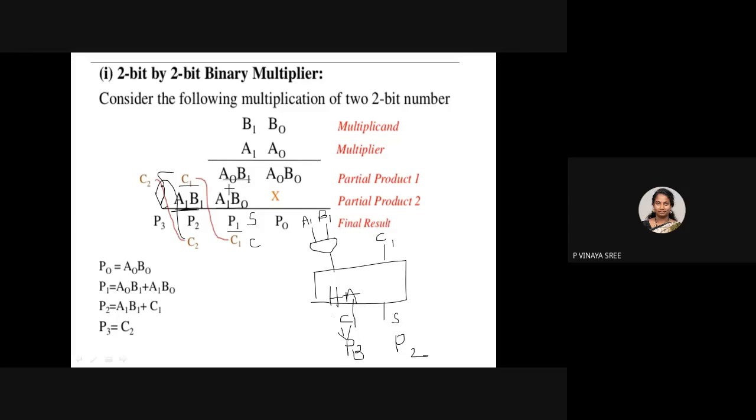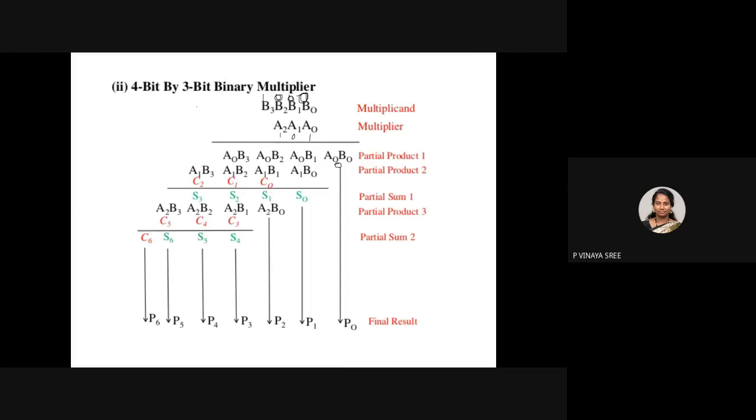Now I will show the diagram directly. But before that, for implementing this circuit, how many AND gates are we using? The formula is m into n. Let us suppose I will show one more example. This is a case.